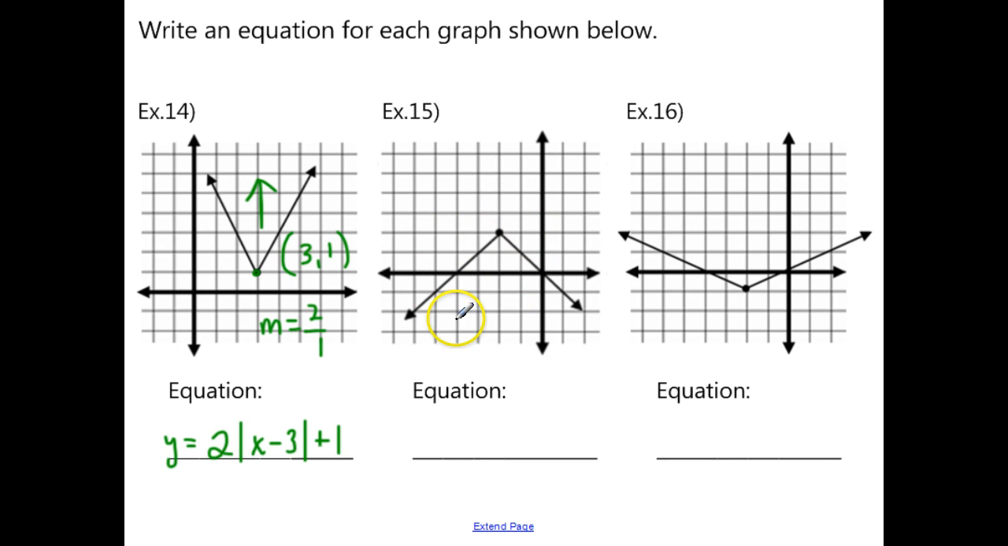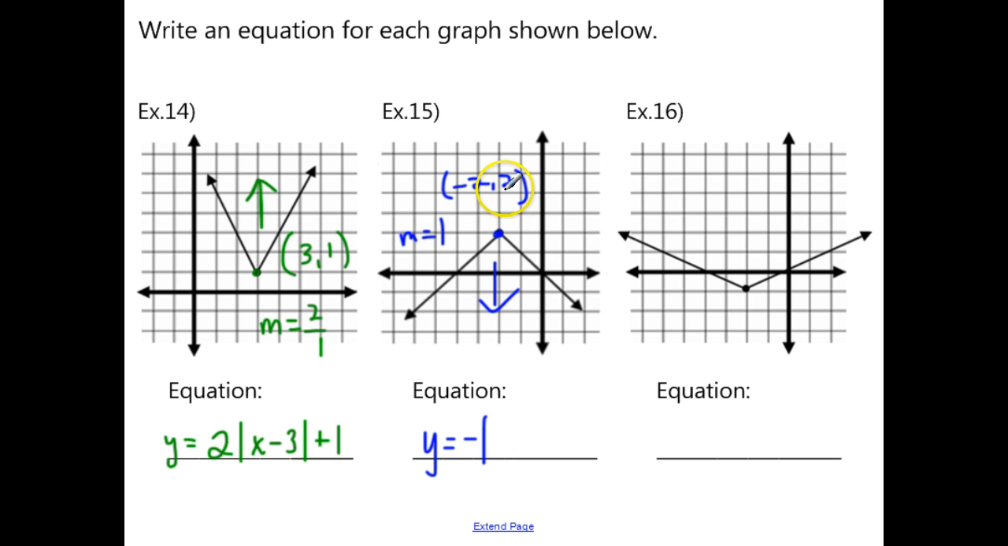Now I'll walk through this one with you together. One more together. Vertex is negative 2, 2. So we have that slope of down 1 over 1. So that slope is really just 1. It's the same. And then it's opening downwards. So we have y equals, since it's opening downwards, it needs to be negative. But our slope is that 1, which means it's like the parent, so we're not going to put anything there.